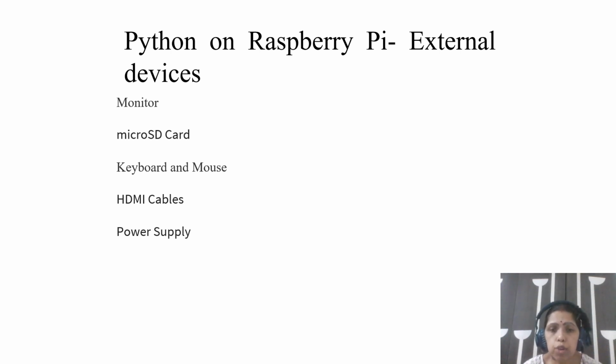Hello friends, I have already started the lecture on Python with the help of the Raspberry Pi. In the last lecture I discussed what the Raspberry Pi is and what the pin configuration of the Raspberry Pi is. Apart from that, we have also discussed the main components required to build a Raspberry Pi platform which can be used for IoT applications, right?